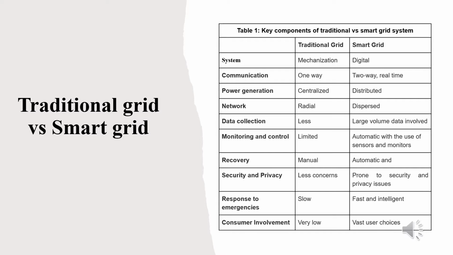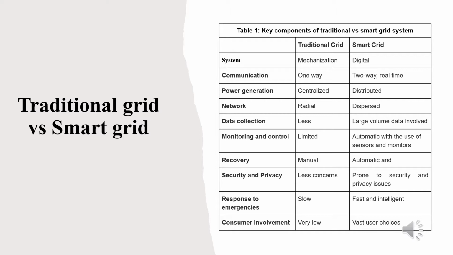And with security and privacy, the traditional grid is not very concerned as it is manual, but the smart grid does have a little vulnerability when it comes to security and privacy issues, but we believe that our technologies can take care of that. Response to emergencies: the smart grid is fast and intelligent with its data and knows how to react and how to get back into active status as soon as possible.